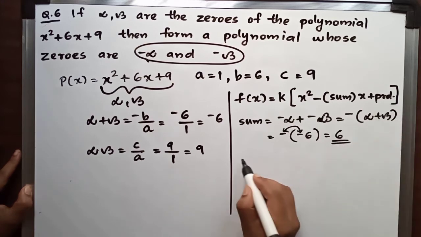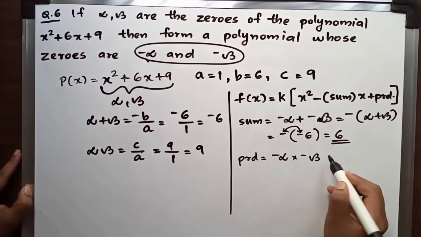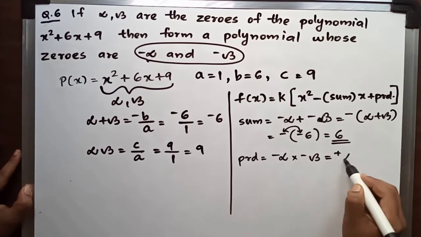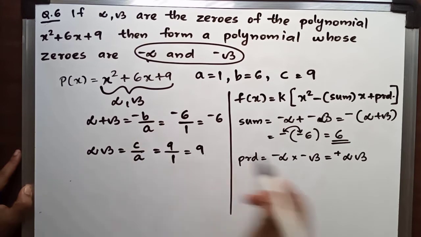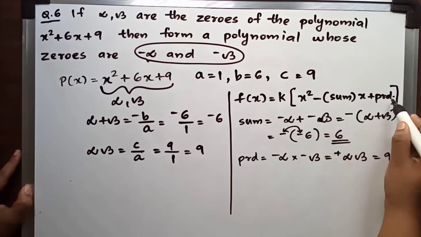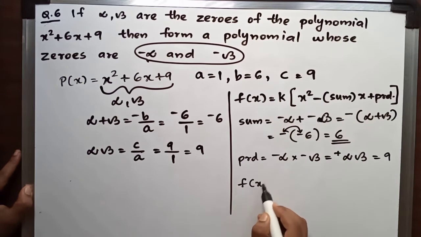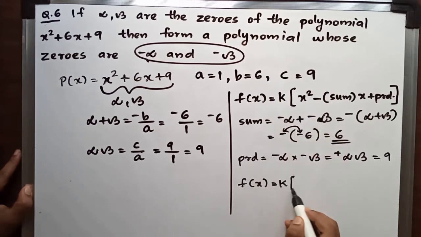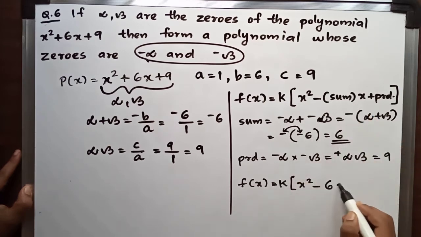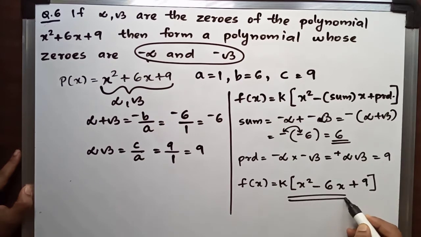6. Now this product means minus alpha into minus beta. Negative into a negative value is positive alpha beta. Alpha beta is 9. So we got the sum of zeros of this required polynomial and the product of zeros of this required polynomial. Let us apply here. So we will get the final answer as k into x square minus the sum, here it is 6, x plus the product, here it is 9. So this is the required polynomial.